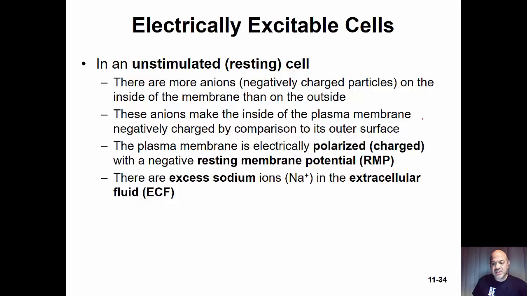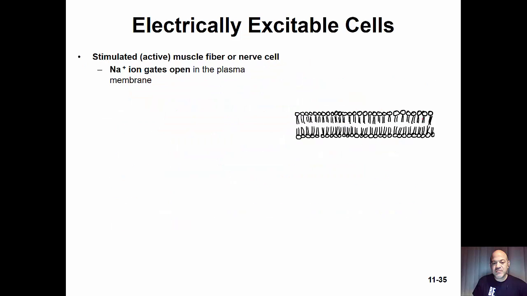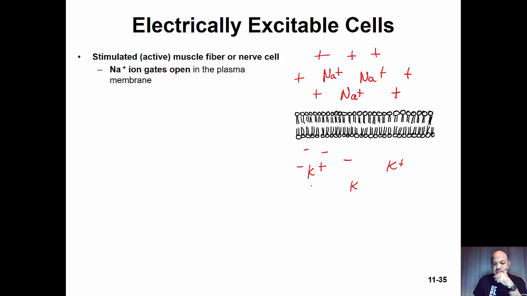There is going to be an excess of sodium on the outside in the extracellular fluid and an excess of potassium in the intracellular fluid. So on the outside, we're going to have an excess of these sodium ions. I'll just draw a bunch of positives to indicate more of these positive charges. On the inside, we're going to have potassium ions with some of their positive charges, but remember we also have lots of negatively charged proteins on the inside. Okay.